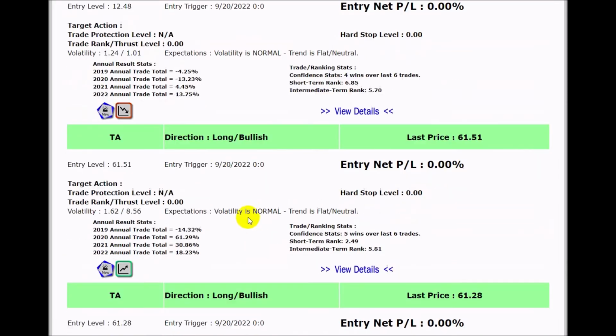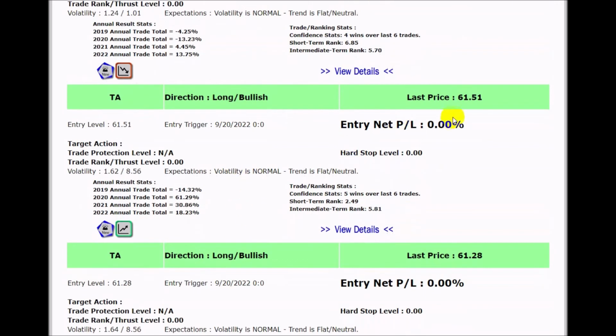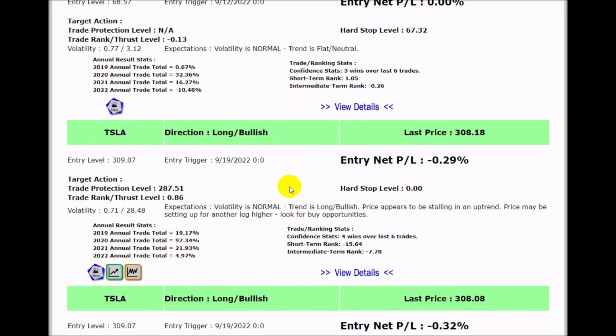It's been doing okay. TA, we have a new trade today. 61.51 is our entry price. We have got no trade protection level, and we have no hard stop level. Ranking is moderately okay, so we've got a new trade right now that's taking off there.